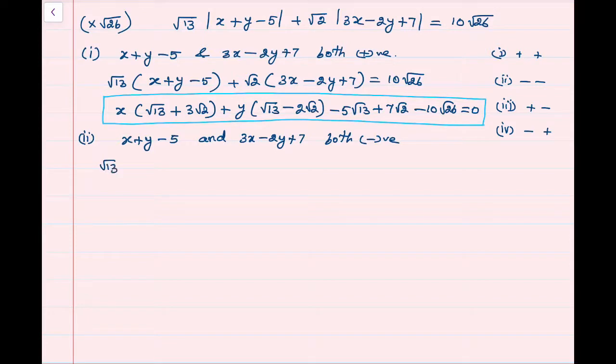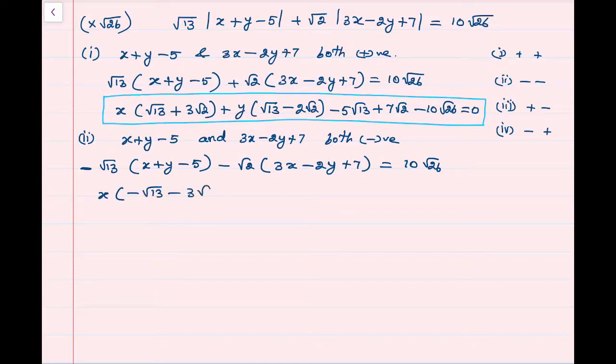We get root 13. To remove the absolute value sign for negative values, we have to put a minus sign so that the number becomes positive. Minus root 2 times 3x minus 2y plus 7 equal to 10 root 26. We will write the x terms: minus root 13 minus 3 root 2. Now y terms: minus root 13 plus 2 root 2, and the constant terms 5 root 13 minus 7 root 2 minus 10 root 26 is equal to 0. This is also a linear equation in x and y.